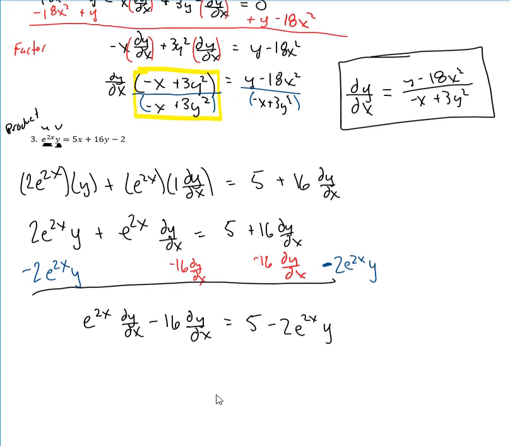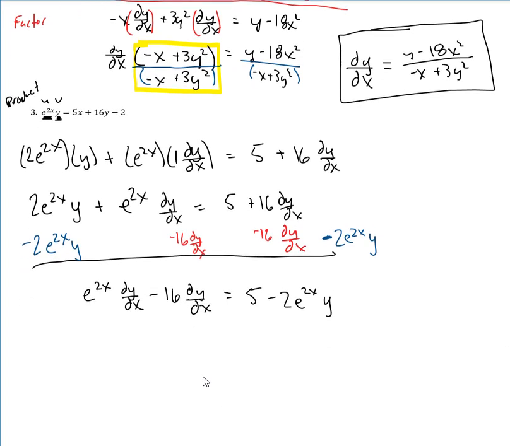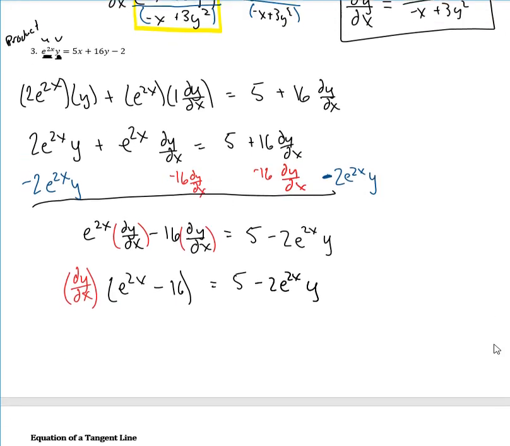I have my dy dx terms together on one side, which now makes it easier to factor. It's ready to go. So the dy dx, I would factor out of both sides there. So dy dx gets factored, and we're left with the e to the 2x minus 16 equals the 5 minus 2e to the 2x y. And that's typically how these problems go.